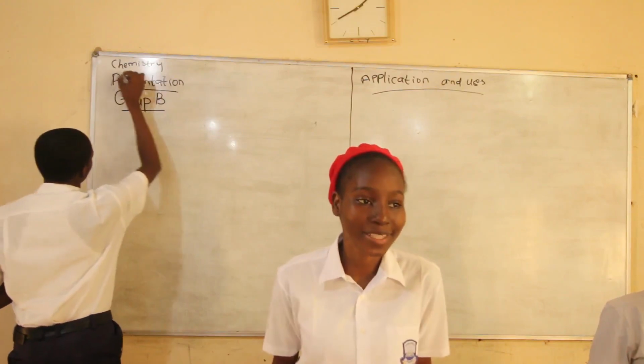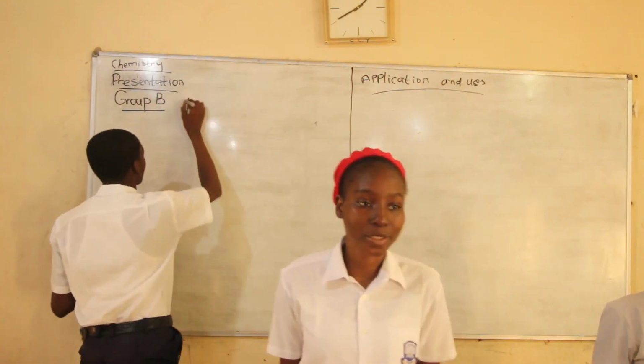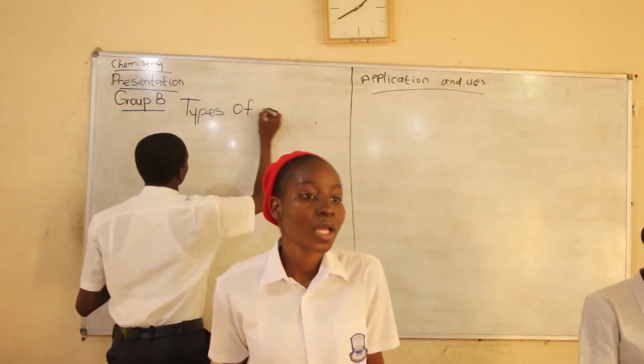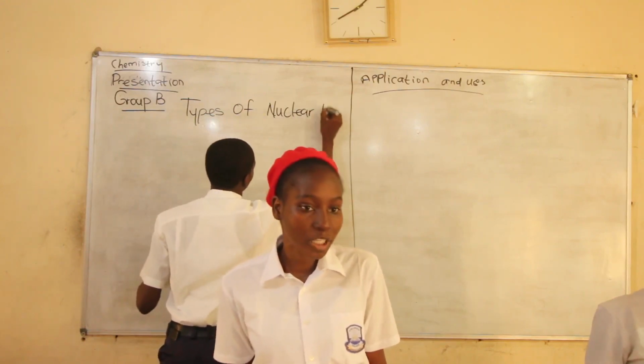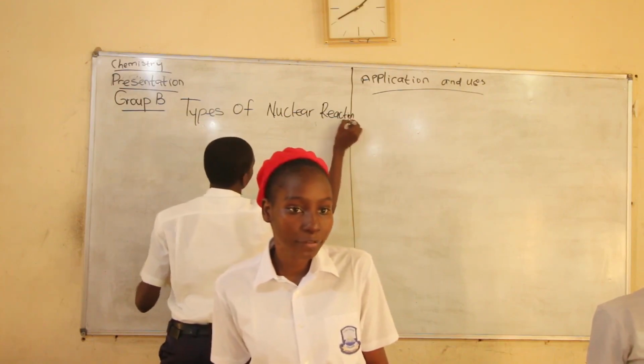I'm here to present on the topic types of nuclear reaction. What are the types of nuclear reaction? We have 4 types of nuclear reaction: nuclear fission, nuclear fusion, nuclear decay, and transmutation. I'm going to explain nuclear fission and nuclear fusion.